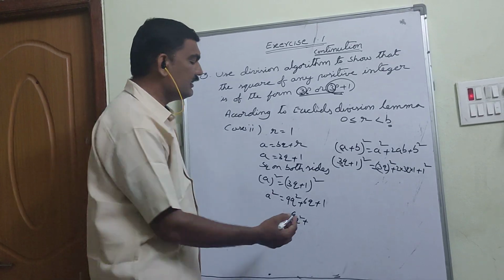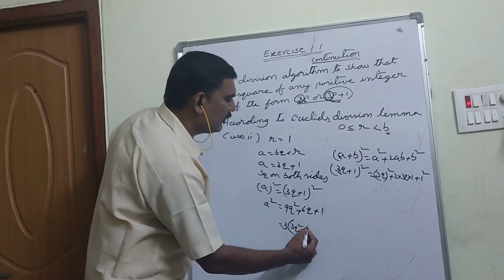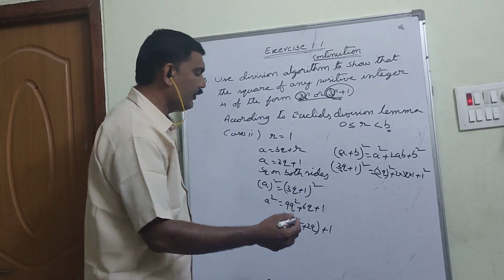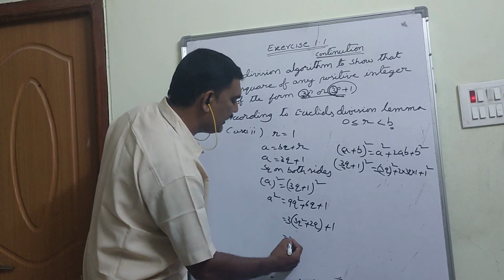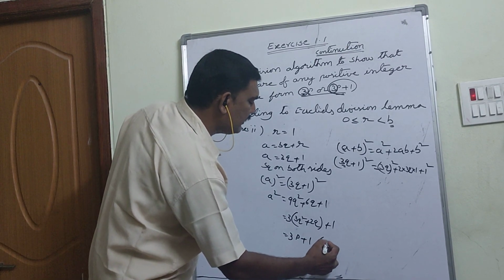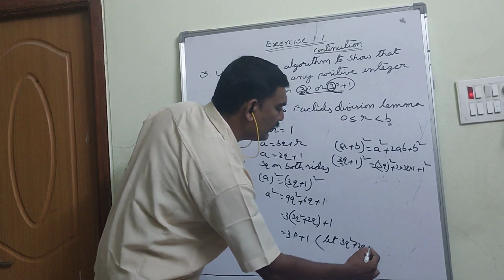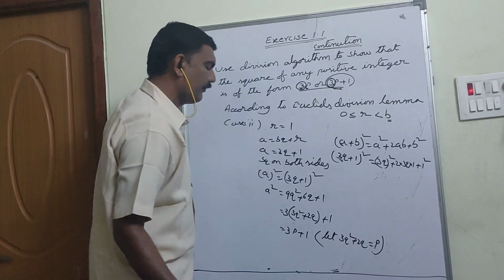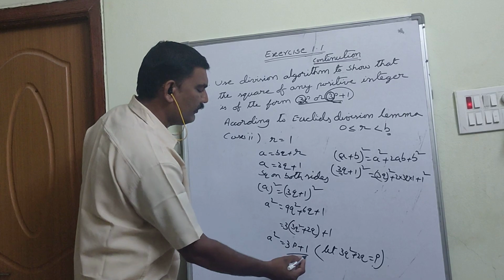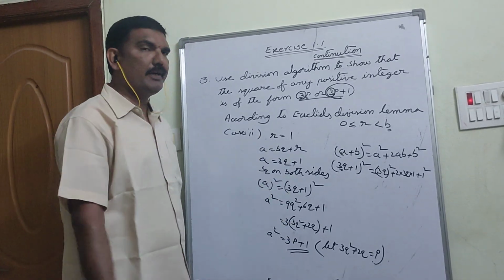Then what you have here? 6q. In this 6q also you have to take 3 as common. Then you will get 2q plus 1. What you have to do is, inside the brackets whatever is there, assume that value as p. Let 3q square plus 2q equal p. Then a square is equal to 3p plus 1. So the second case is also completed.